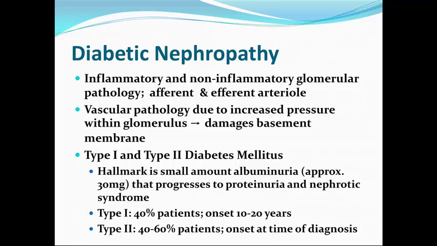In type 1 diabetic nephropathy, this affects about 40% of the individuals with type 1 diabetes, and the onset is usually 10 to 20 years after the diagnosis of type 1. In type 2 diabetic nephropathy, this affects about 40 to 60% of patients, and diabetic nephropathy is frequently present at the time of their diagnosis. So we always double check albuminuria when someone is diagnosed with type 2 diabetes, because remember, a lot of this has been silent up to this point.